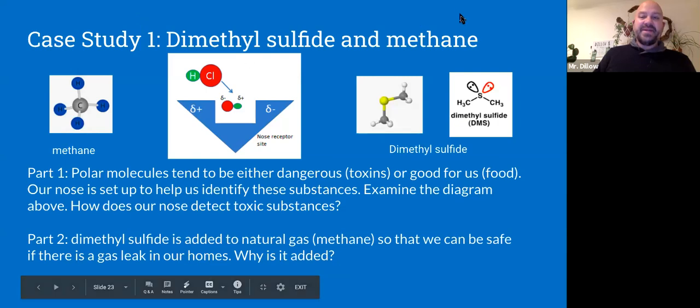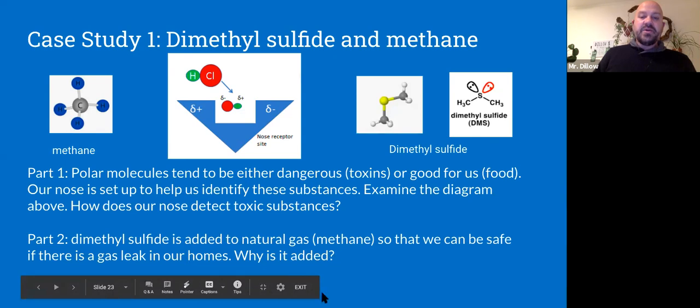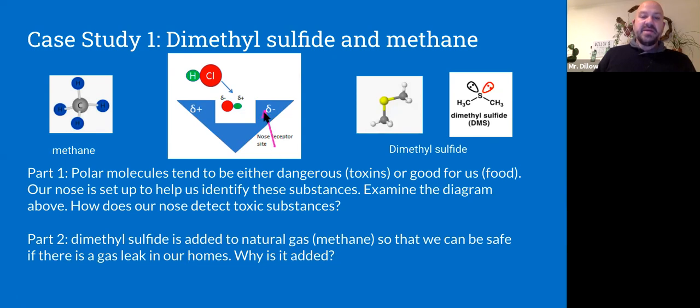Finally, we looked at some case studies of other applications. So for example, when you smell something, your nose is able to tell what the smell is because your nose has polar receptor sites. So it's only going to recognize polar molecules. It does this because polar molecules can be dangerous, but they can also be tasty. So your body has evolved over millions of years to recognize and smell and quickly identify anything that is dangerous or tasty.